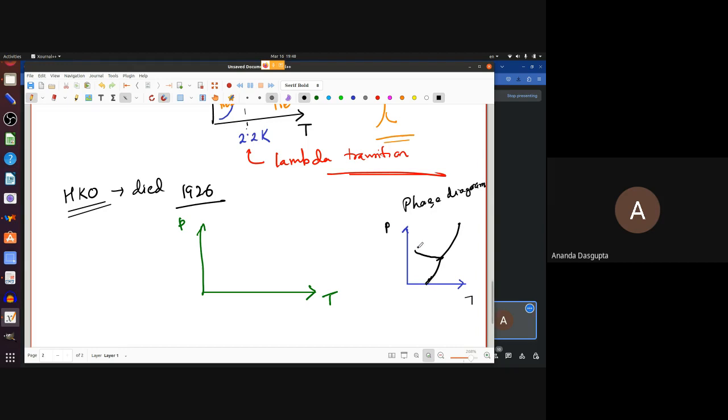Any idea? You have seen this, right? Phase diagrams of various kinds, especially water, you must have seen. So solid-liquid transition, liquid-gas transition. So which one is which?